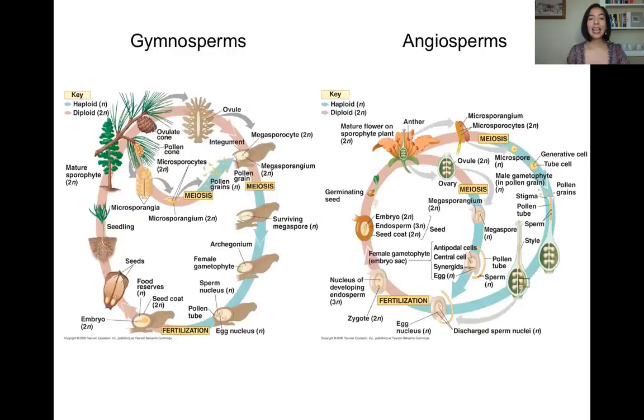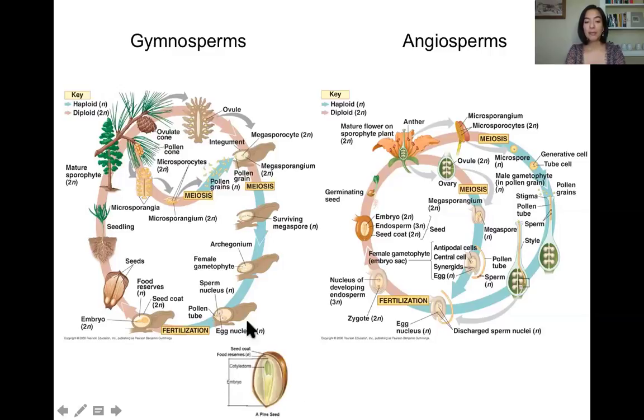So this is the life cycle of gymnosperms and angiosperms. Again, please take a look and see some of the differences and the similarities. So I asked you to do that last class, and I hope that you have taken the time. I have explained this in a lot of detail in this case.